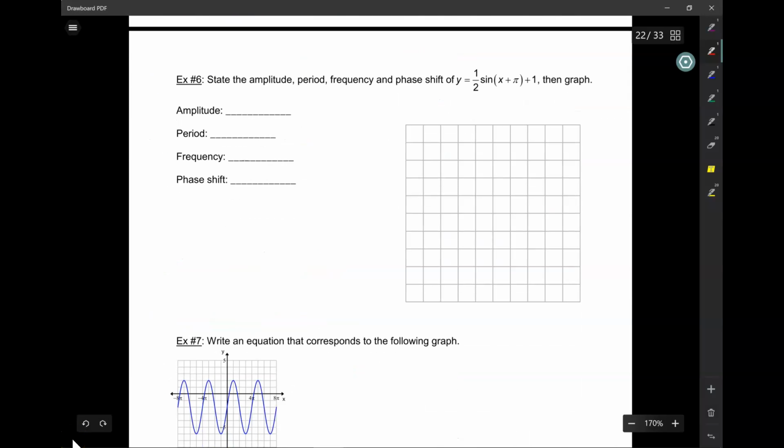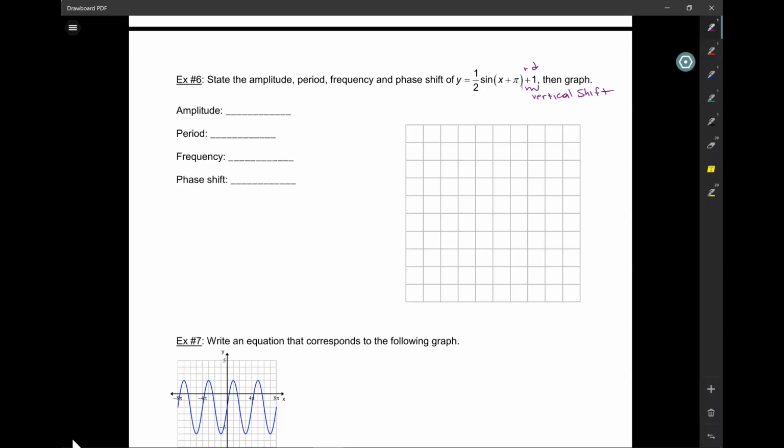In the next example, we're going to graph this one. If you look at this, you see there is a half sine of x plus pi, and then there is another constant here, plus 1. This is the plus d. Remember how we had constants a, b, c, d? This is the d, and it is responsible for the vertical shift. So if it's a plus 1, it means there is a shift upwards of 1 unit.